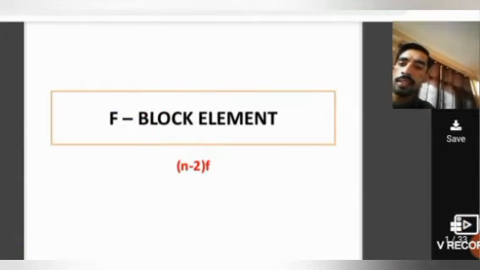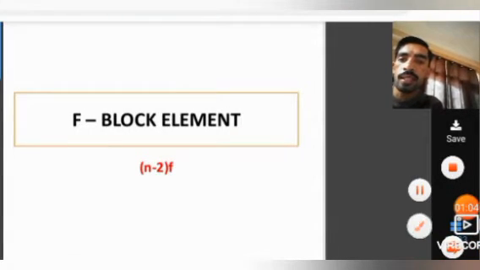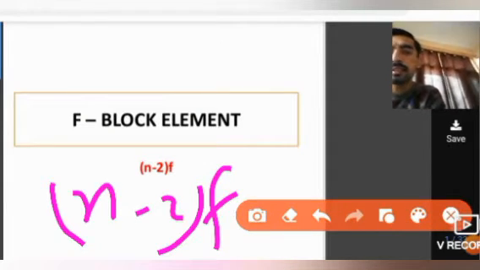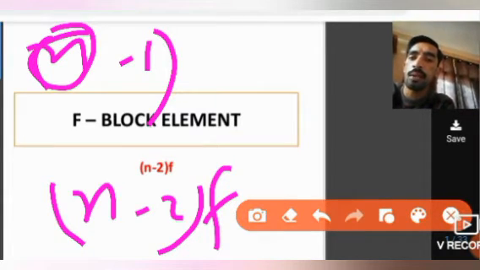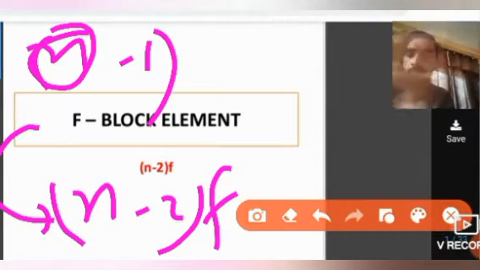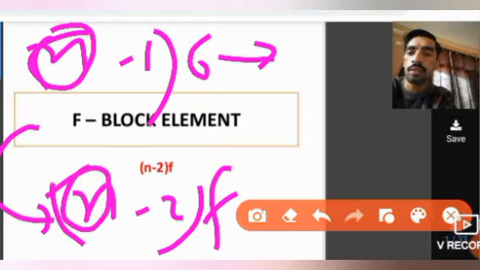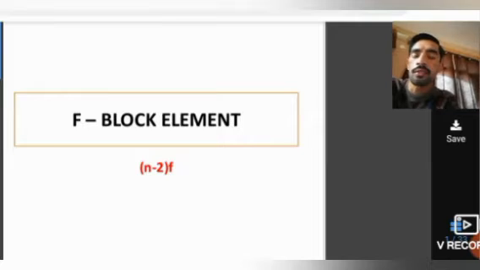Okay, so let's start. It is written here (n-2)f. What does it mean? It means that as in the configuration D was (n-1), n meaning the principal quantum number, the number of the period, that minus 1 starts the D block configuration. Now for F block configuration, (n-2) is there. It means that we need to subtract 2 from the number of the period. Suppose an element is present in period 6, so we will make 6 minus 2. It means that 4f will be the configuration of that particular element.